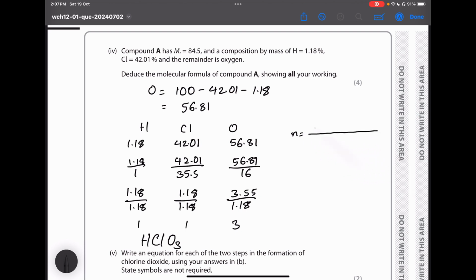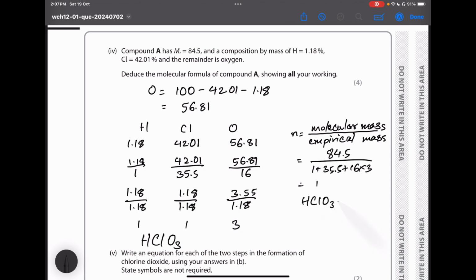Now n is molecular mass over empirical mass, right? So molecular mass is already given, which is 84.5. Empirical mass is 1 plus 35.5 plus 16 times 3. You will see that this becomes 1. If n is 1, that means HClO3 stays as HClO3. This is my compound.